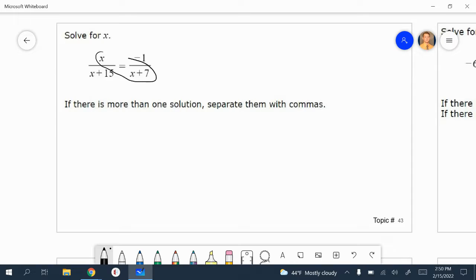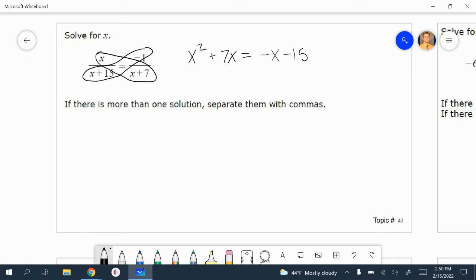So I'm going to take these two and multiply them together, which means I'll have x squared plus 7x. And then I'll take these two and multiply them together, which means I'll have negative x minus 15. And then at this point, I'm going to solve for x, which means I'll have x squared plus 8x plus 15. So now I've got to factor this.